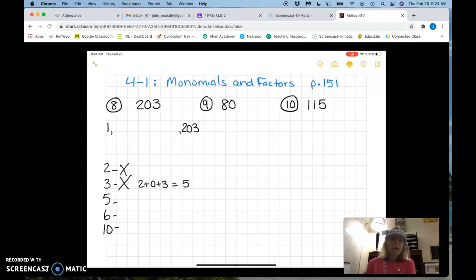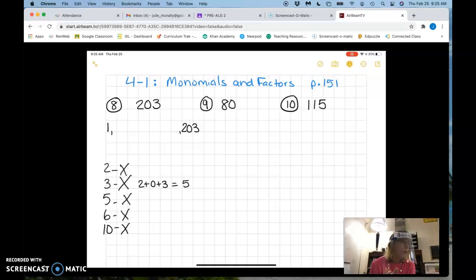If it's divisible by 5, the ones place has a 0 or a 5 in it. Does it? No. If it's divisible by 6, it would also be divisible by 2 and 3, and it's not. And if it's divisible by 10, it has a 0 on the end. No. Okay, so none of those numbers work. That's helpful information, but now we have to find out what else might work.